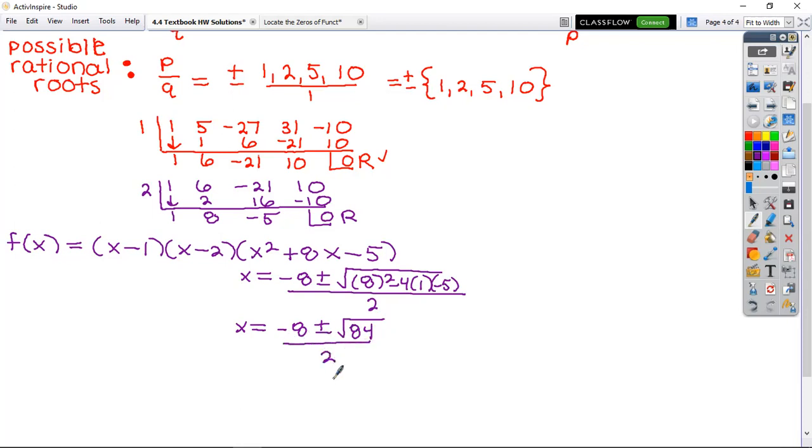And then, of course, you're going to simplify the 84 in first base. X is equal to negative 8 plus and minus 84 is 4 and 21.